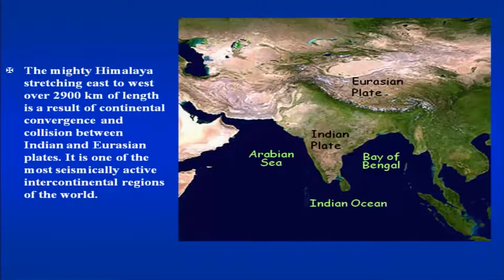Some facts of the Himalayan orogeny is that we have almost 2,000 kilometer long to 2,900 kilometer long Himalayan range, and this portion, which is marked by arrow, marks the contact between the two plates, the active plate boundaries between the Indian plate and the Eurasian plate.